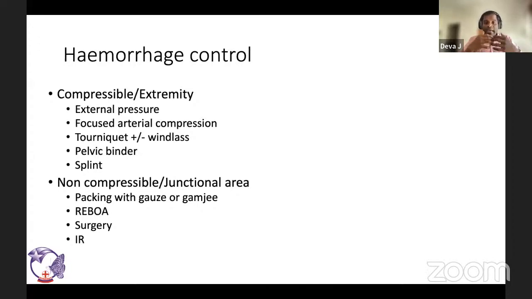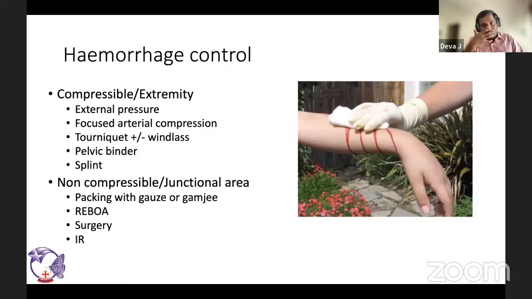If they are bleeding from extremities, it's very easy to control the hemorrhage. The first thing you would do is apply external pressure. So, for example, this person is bleeding from the forearm. You take a Gamgee or a pack of gauze and apply firm pressure on the site of bleeding. Firm pressure for about 10 minutes to stop the bleeding. That's the first thing you will do.